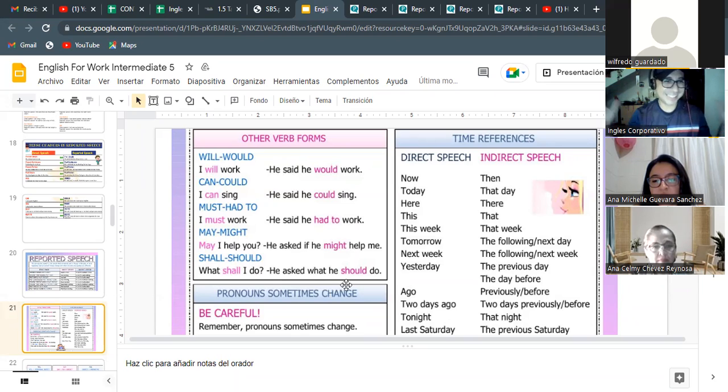Teacher, this class is amazing. In the question, in the direct form, when we transform it to indirect, we use ask, and the question sentence is transformed into a normal sentence. We don't repeat the question. No, we don't repeat the question. So it's going to be: he asked if he might help. In this case, it's if because it's a possibility. Is this reported speech, teacher? This is reported speech. Yeah. Okay. Good.